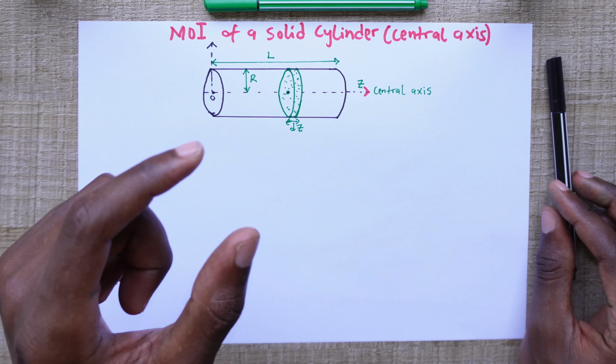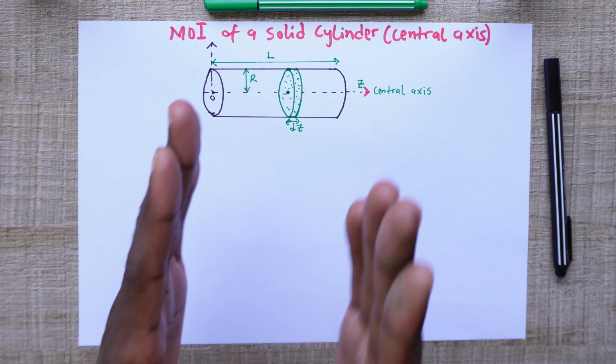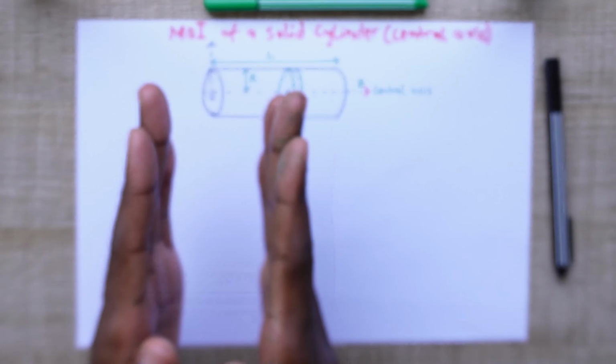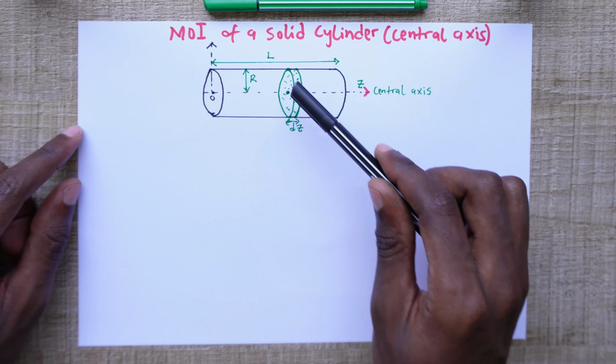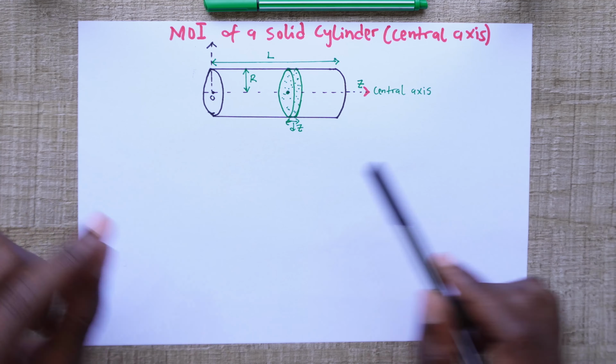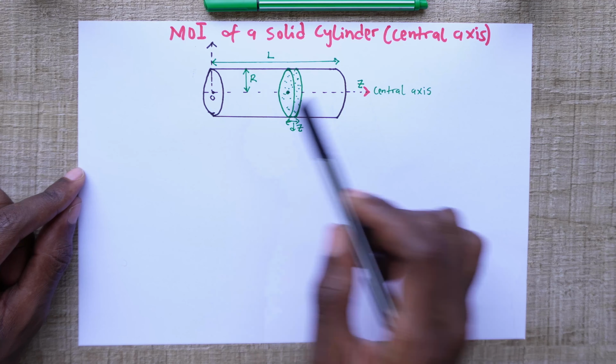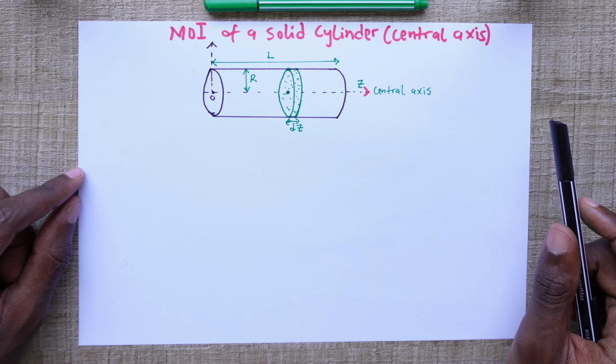So if we want to choose an element that reflects the symmetry of that cylinder, then we need to cut a thin slice. Hope you've seen that. So in this case we cut a really thin disc that has a very small thickness dz. The cylinder has a length L and a radius of capital R.